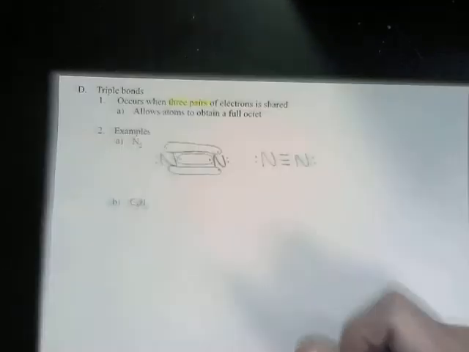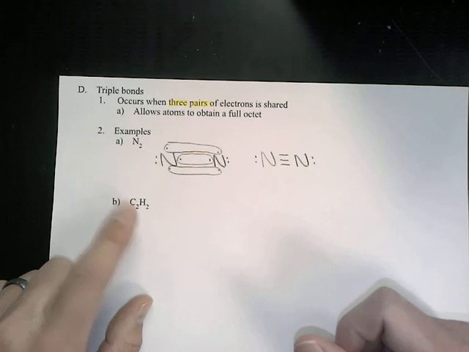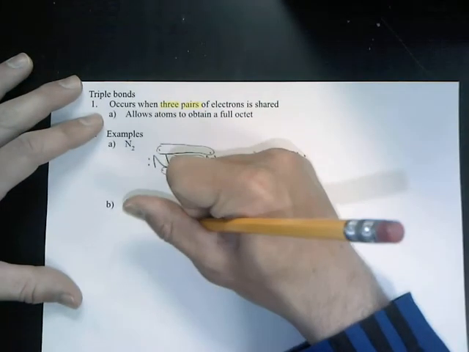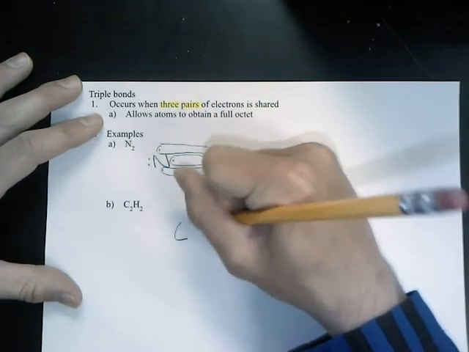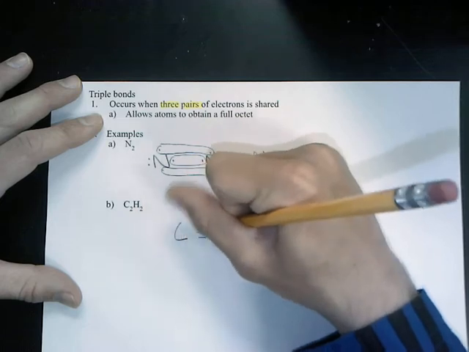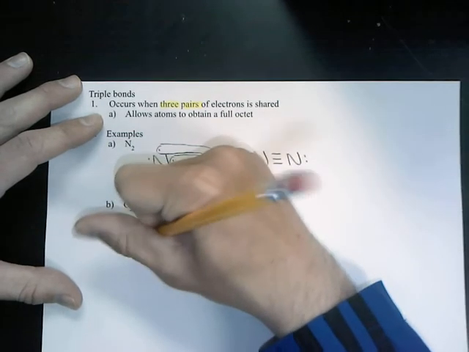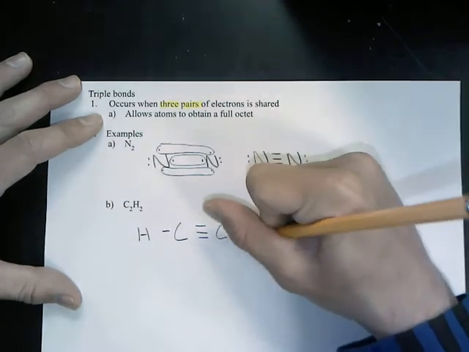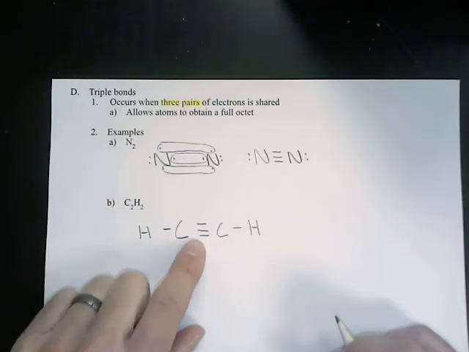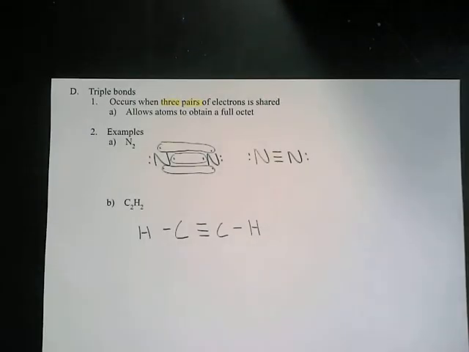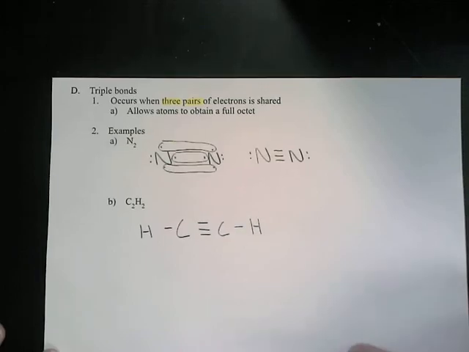Now, our ethane would look like this. And a triple bond is, again, just represented by 3 lines. Each line represents 2 electrons, so there are 6 electrons shared here.